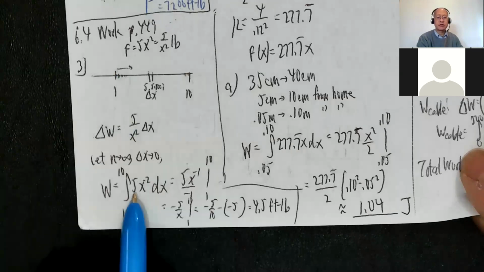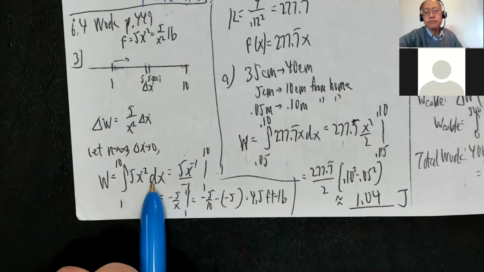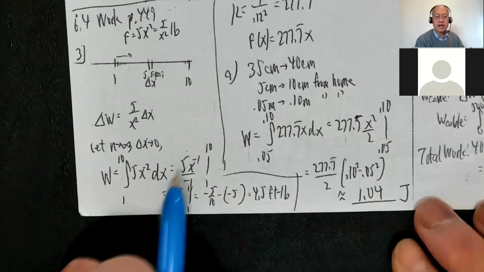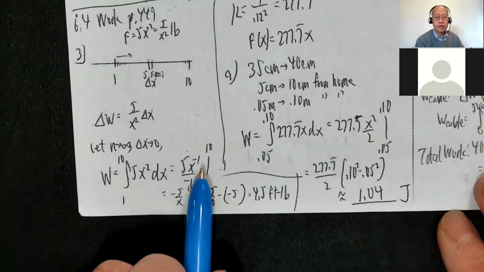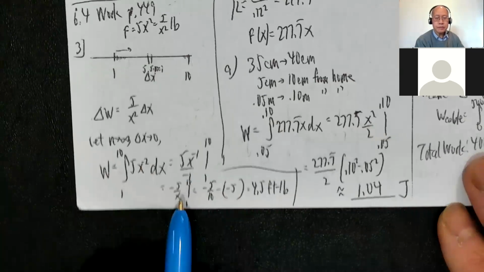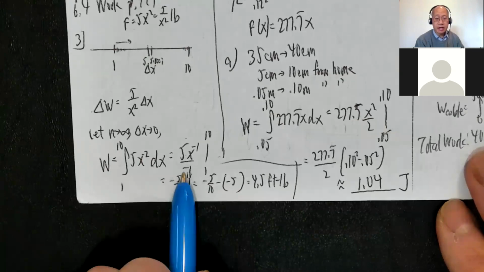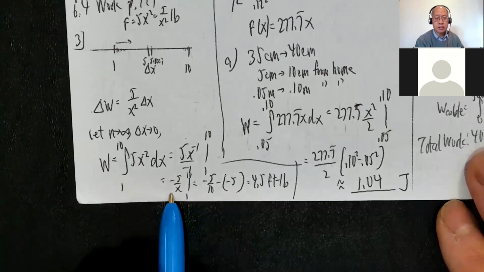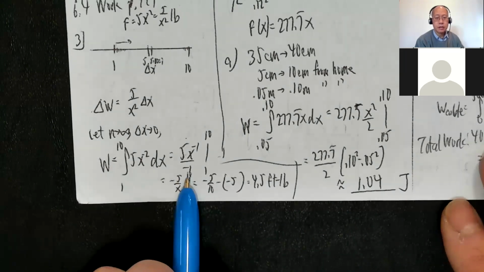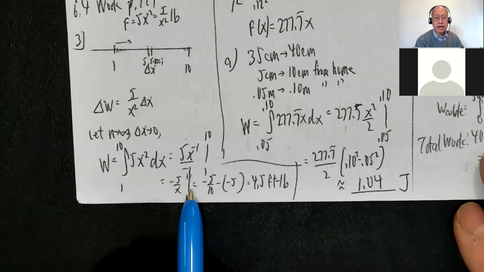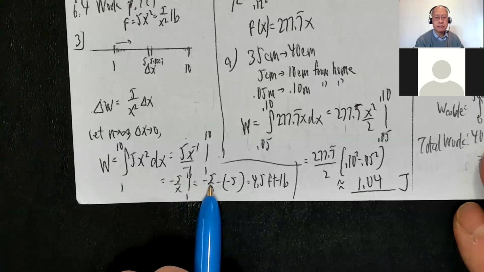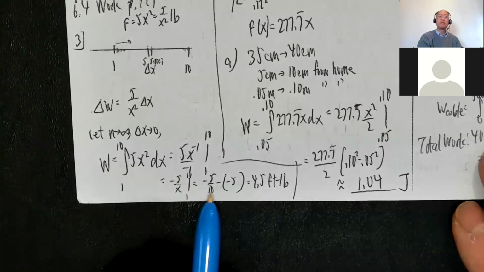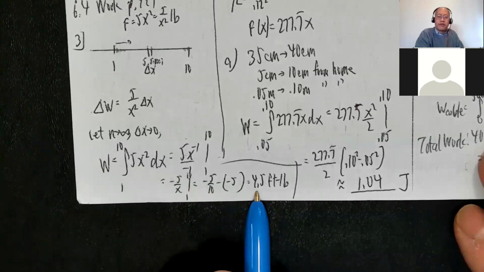So 5x to the negative 2 dx. Integrate 5x to the negative 1 over negative 1 from 1 to 10. This becomes negative 5. x to the negative 1 means 1 over x, so negative 5 over x from 1 to 10. Plug in 10, I get negative 5 over 10, minus, plug in 1, I get negative 5. So negative 1/2 plus 5. The final answer is 4.5 foot-pounds.